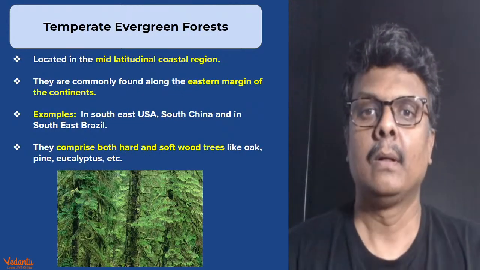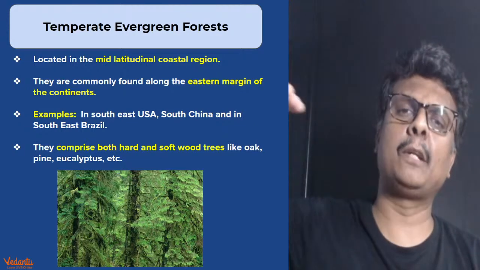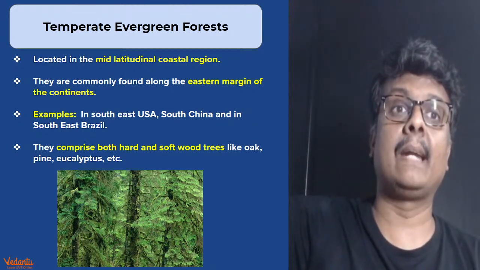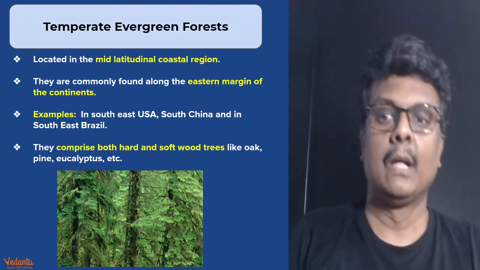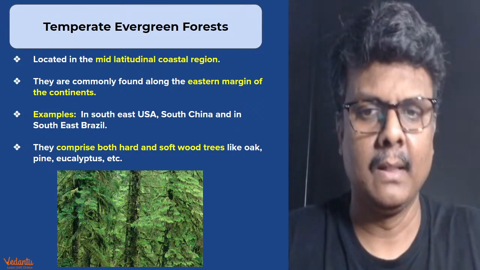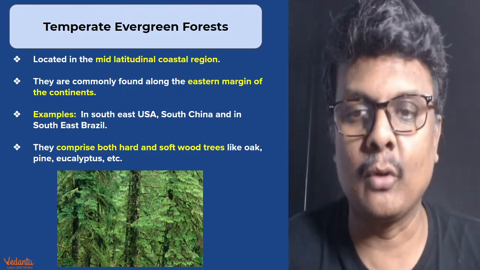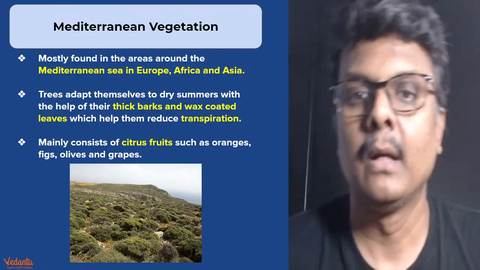Temperate evergreen, generally, is in mid-latitudinal coastal regions, typically in East USA, South China and Southeast Brazil. You have pine and tall trees. That's why we have added pictures of the relevant trees: oak, pine, eucalyptus, etc.